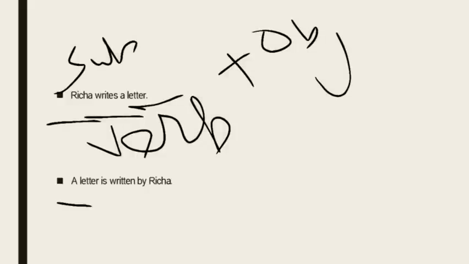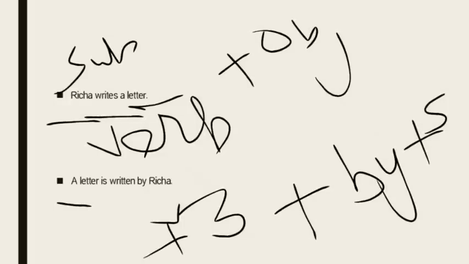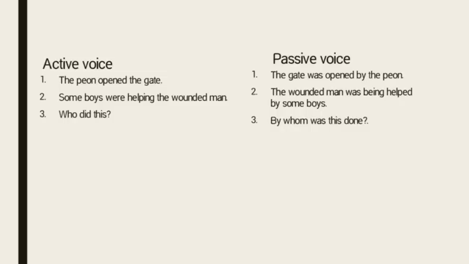So in a passive voice sentence, the verb's third form is used with by and the subject. And before the verb's third form, we use the object. Here are some more examples of active and passive voice.